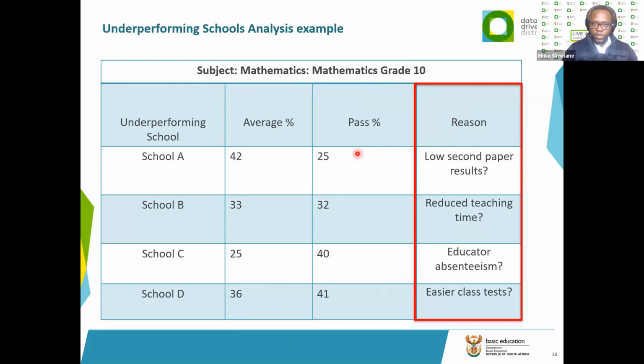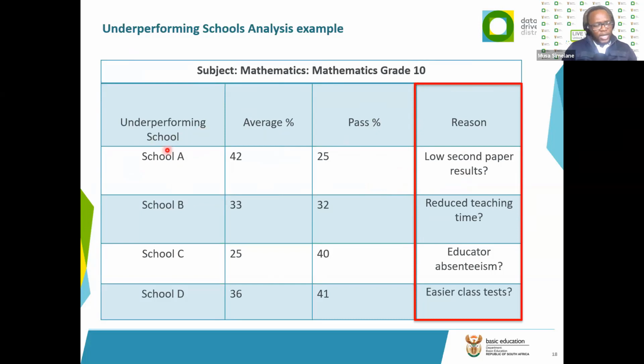And as you can see from this table, I've named it there that, look, this table represents schools and the mathematics for grade 10. And I'm putting the schools here, the average percentage, which is the number of learners, or rather the symbol that we're seeing. And then we're also seeing the pass percentage, which is the number of learners that have passed. So I'm just going to pick on the first school here.